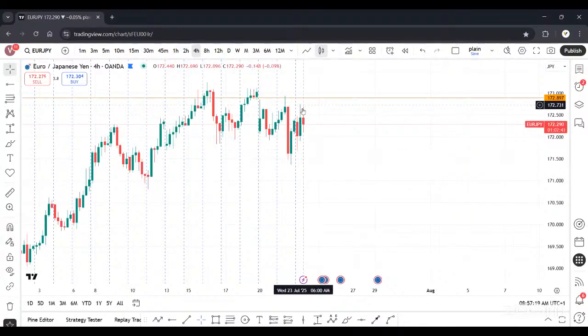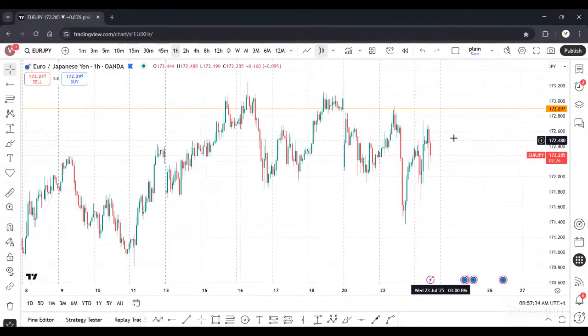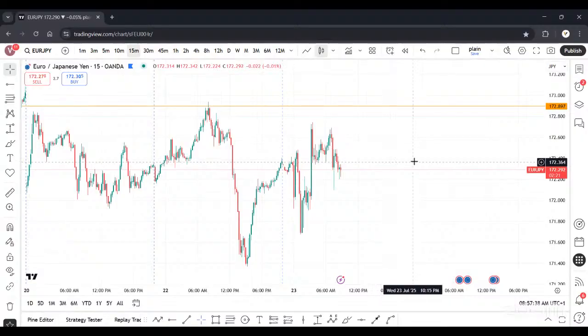Now, if you look at it on the 4-hour time frame, you'd also see that microstructure has already started forming. So we're expecting some sells to the downside on Euro JPY. We can look at it as well on the 1-hour time frame. We're expecting a sell-off. So let's watch out for where we would possibly get entry on Euro JPY.